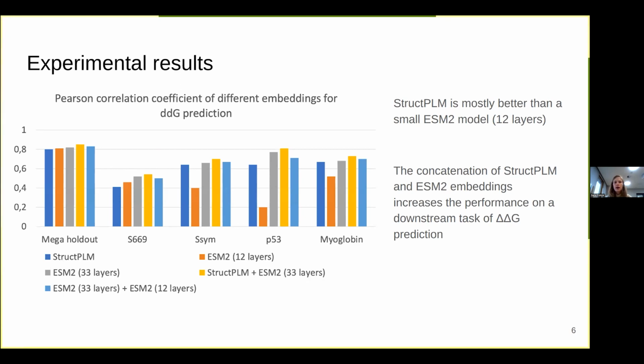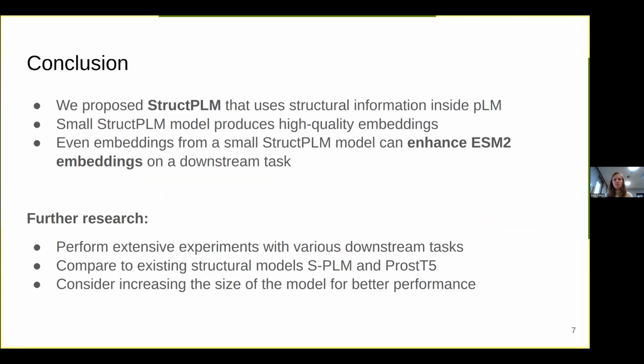In our results, our small model performs worse than ESM. However, if we compare it with an ESM model of similar size, we see that it is comparable or slightly better. But if we concatenate ESM with our embeddings, the yellow bars are always better. So we think that structural information can enhance protein representations. That's all. Thank you. I'm ready to answer your questions.